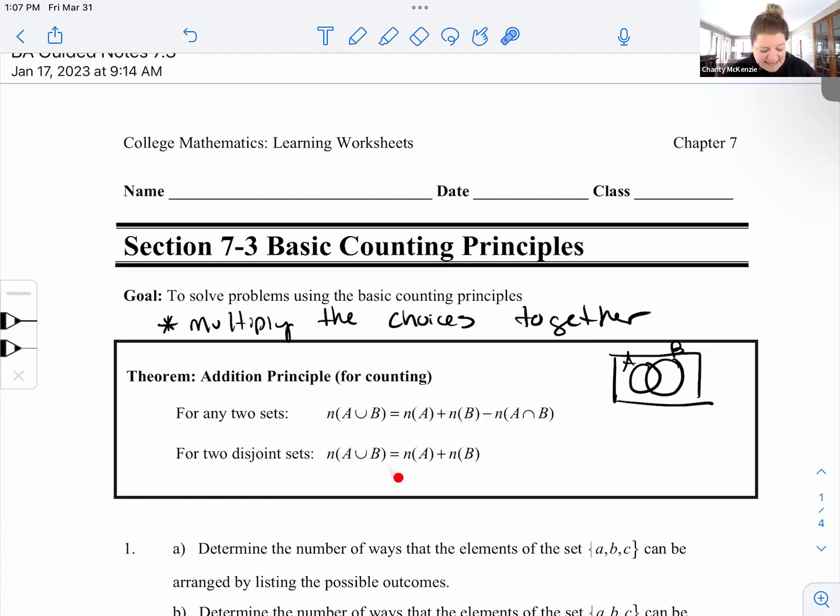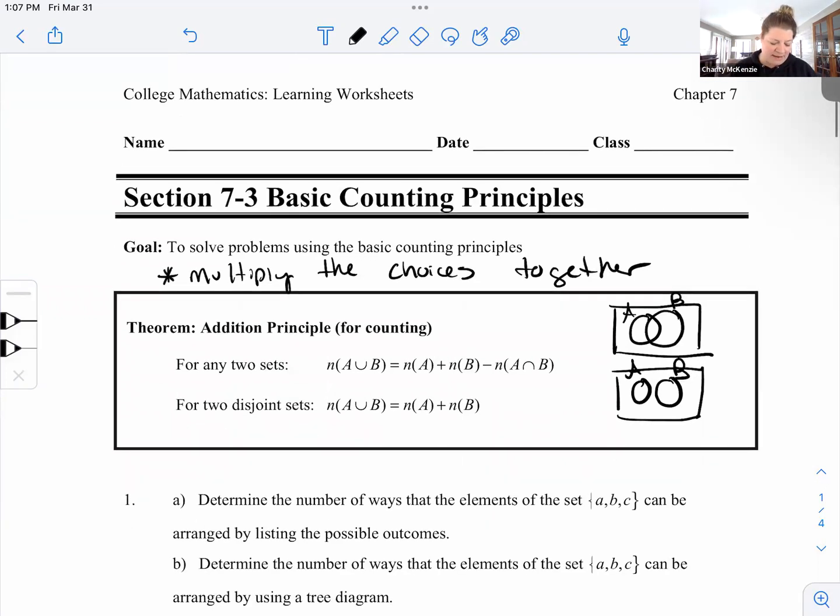And then this one is saying, if sets A and B are disjoint, they don't have anything in common. So the drawing of those would look like this: A, B, they're disjoint. Then you would just add them up. But you have to be careful, if they have something in common, that you're then taking off that common area.